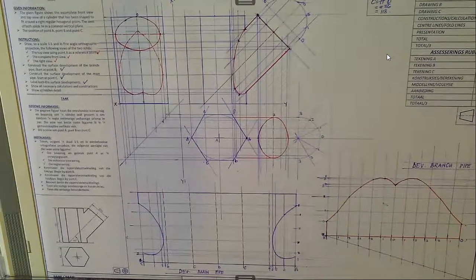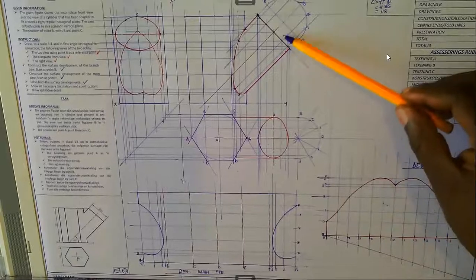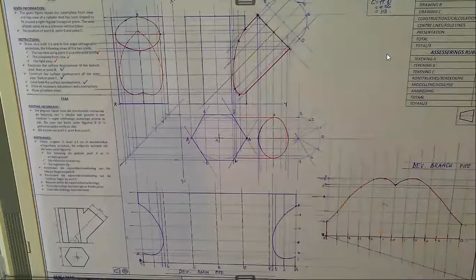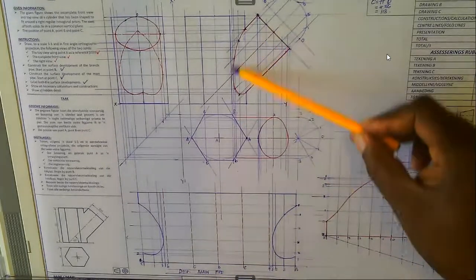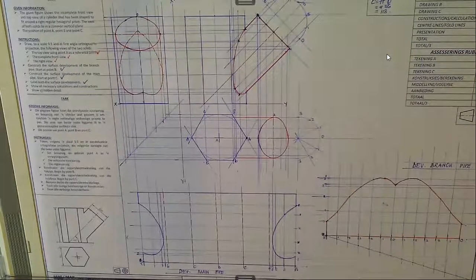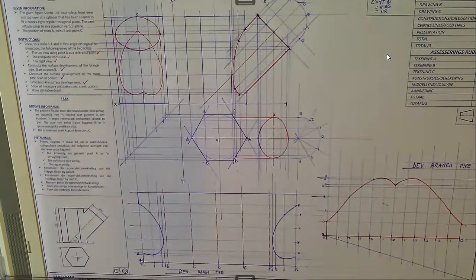Remember, we started by looking at the square prism intersecting a hexagonal prism. Now we also looked at a situation whereby we have got a circular geometric solid meeting a prism. And the type of line that we produce, like I said, it is referred to as the curve of intersection.